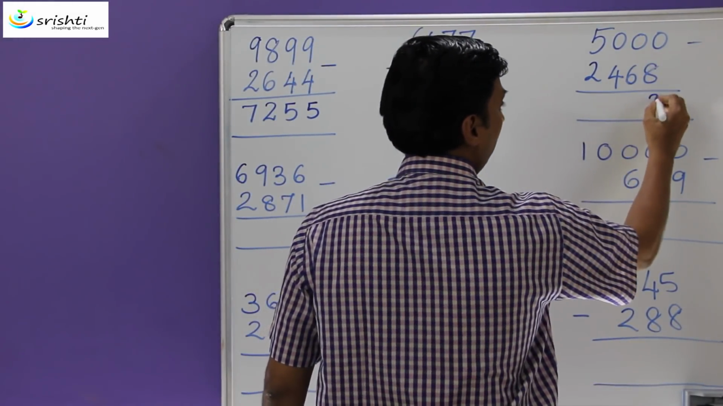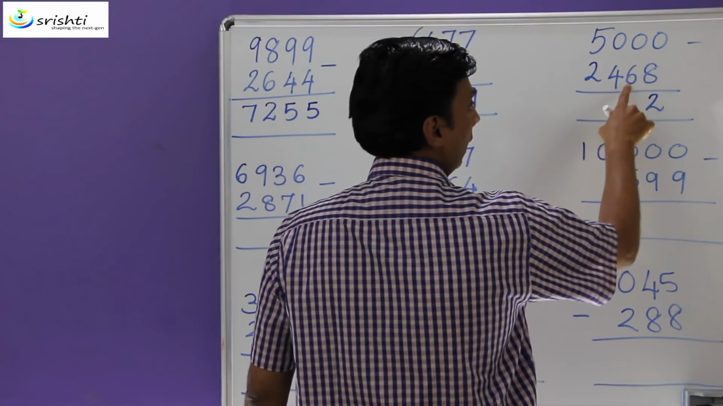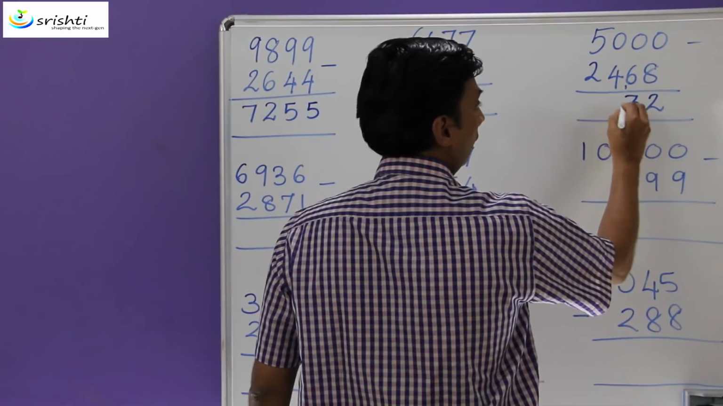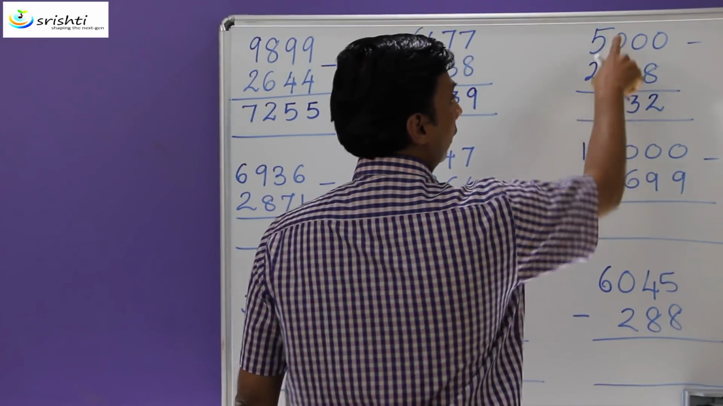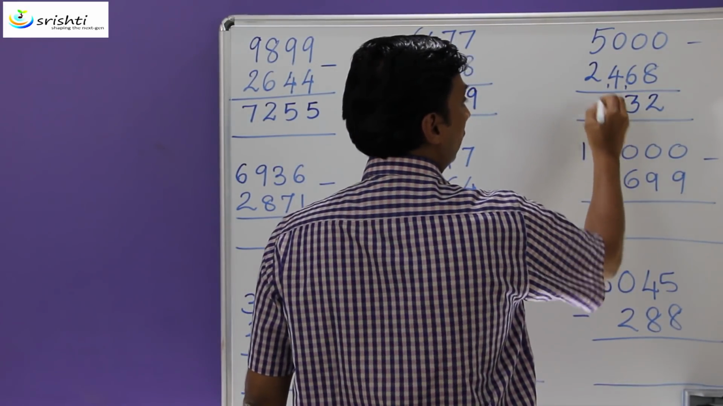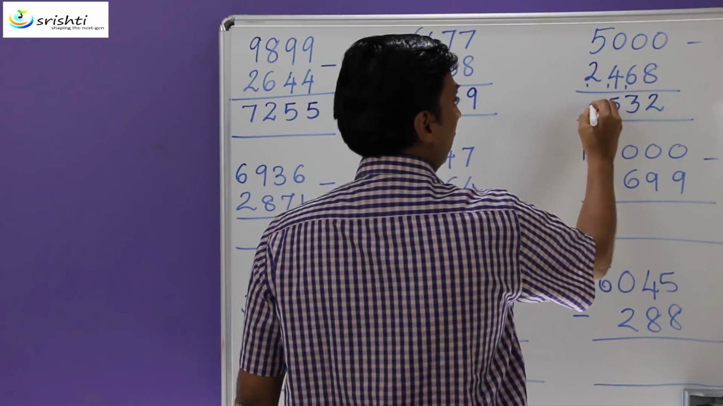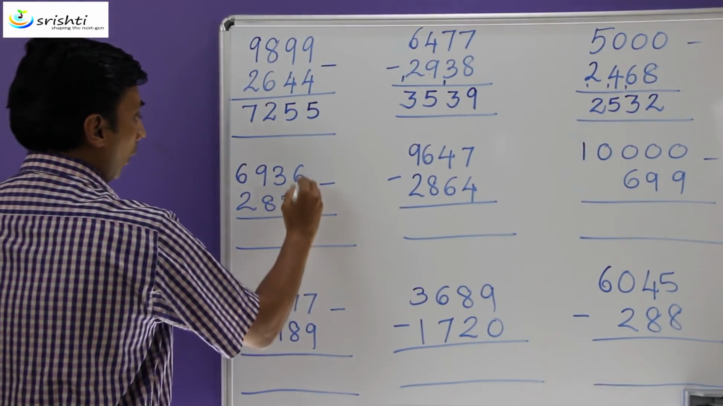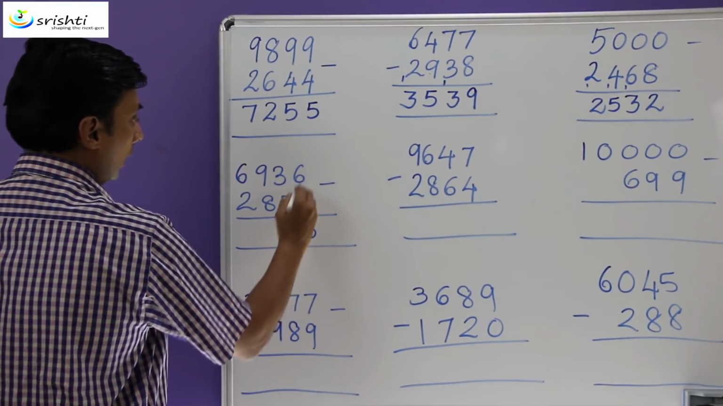2 plus 8 is 10, 1 carried. 6 plus 1, 7. 7 added with 3 gives me a 10, 1 carried. 4 plus 1, 5. 5 added with 5 gives me a 10, 1 carried. 2 plus 1 is 3, 3 added with 2 gives me a 5. 1 plus 5 gives me a 6.